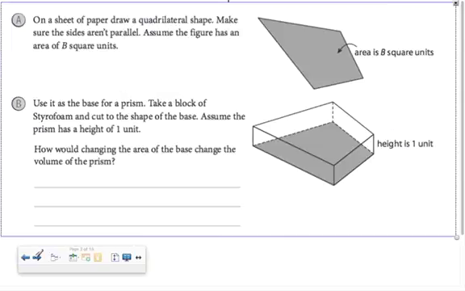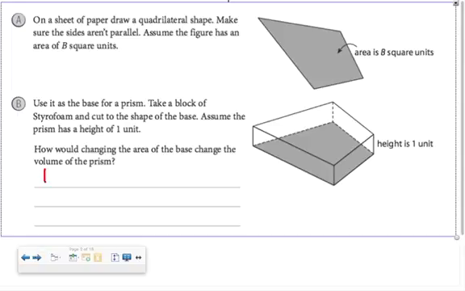So in this Explore activity, they're describing the process of creating a solid. Certainly I'm not going to do that in this video, but I will talk you through how they're using this activity to develop a formula for the volume of this kind of prism. They said, let's make a quadrilateral shape, and we'll say that its area is B, B being just some number. So if B, this quadrilateral, is the base of a prism, and I make a block of styrofoam and I cut it to shape the base, and I make the height of that styrofoam 1 inch, how would changing the area of the base change the volume of the prism?